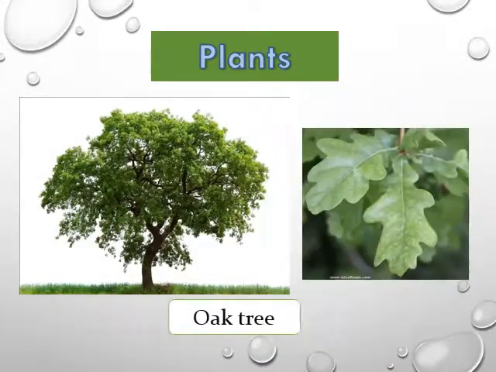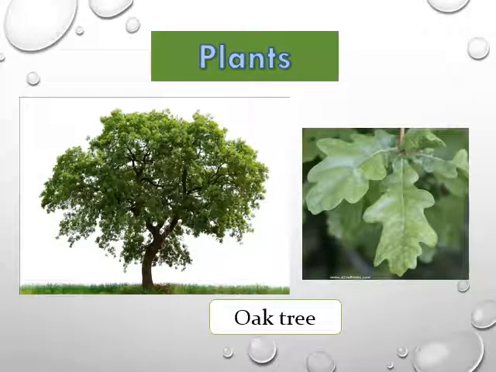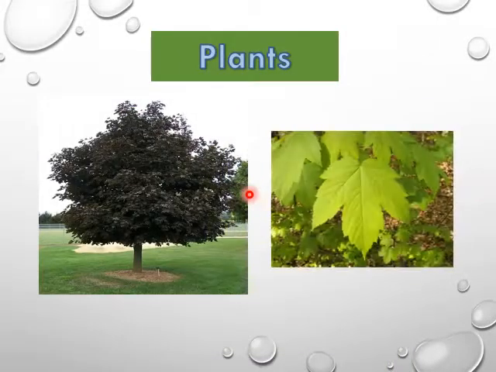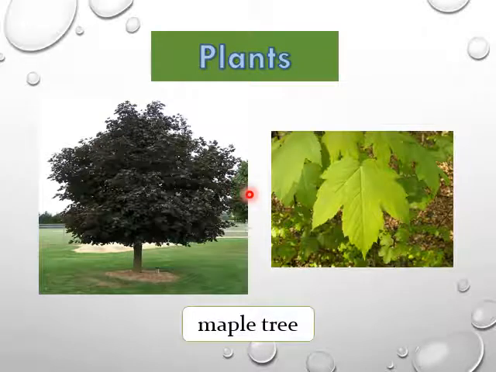So this is an oak tree, and this is how the leaves of the oak tree look. It's very broad, very wide, to get as much sunlight as possible. And another example is the maple tree. This is the tree where we get the maple syrup that we put on our pancakes from. So as you can see, it's also broad or wide, to get as much sunlight as possible.